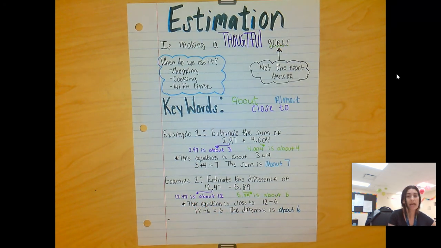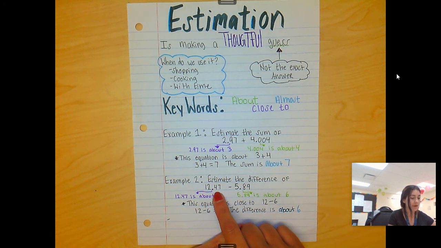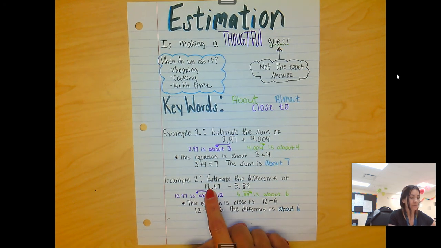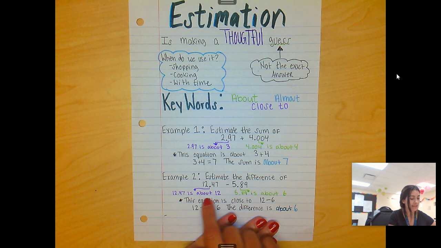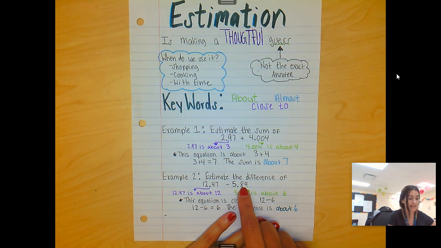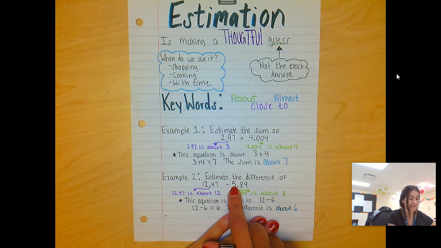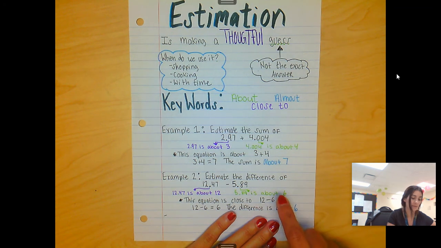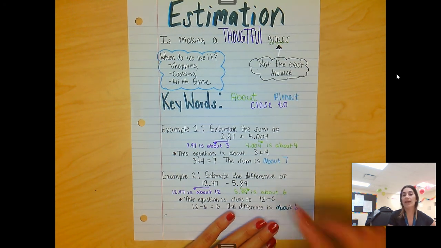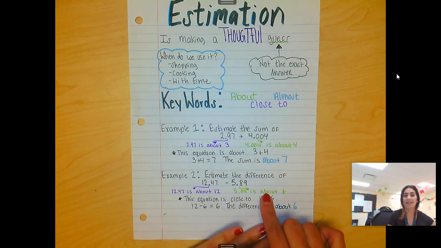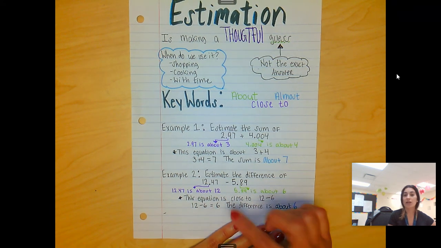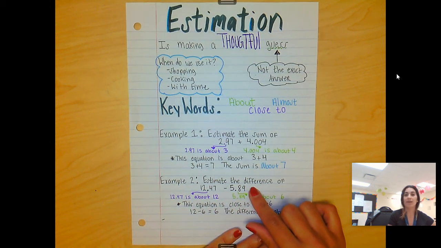Example number 2 says to estimate the difference. Difference means we are subtracting 12 and 47 hundredths. If we use our rounding skills from last week, we know that this 4 tells this 12 to rest, so it is going to stay at 12. 5 and 89 hundredths: this 8 is going to tell the 5 to go ahead and raise the score to 6. So this equation here is similar to saying 12 minus 6. 12 minus 6 is 6, so the difference of these numbers is about 6.